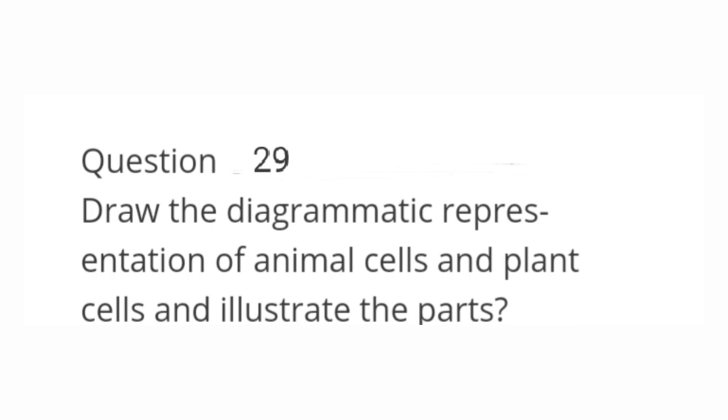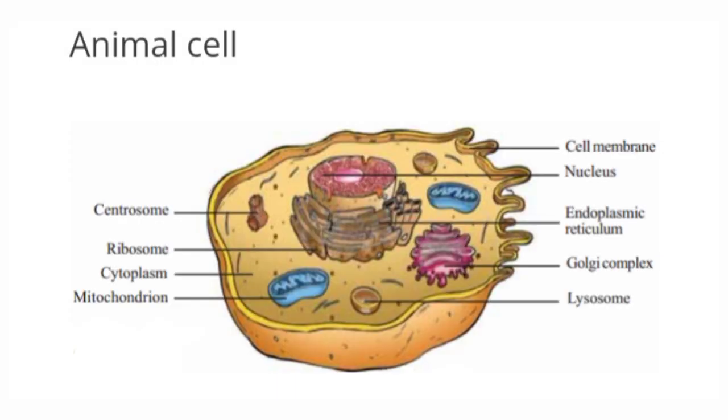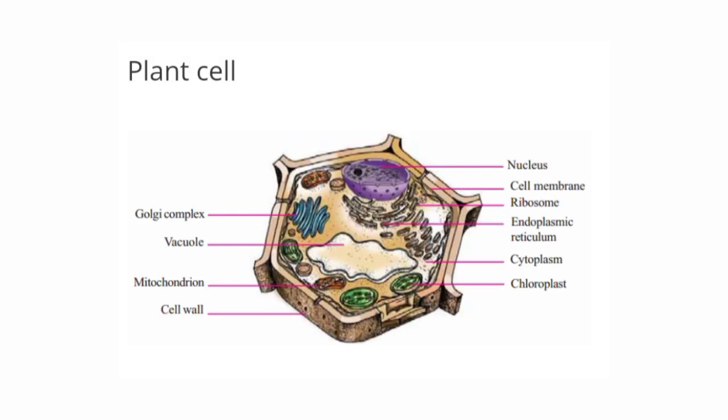Question number 29. Draw the diagrammatic representation of animal cell and plant cell and illustrate the parts. This is the diagrammatic representation of animal cell with the illustration of parts. And this is the representation of a plant cell.